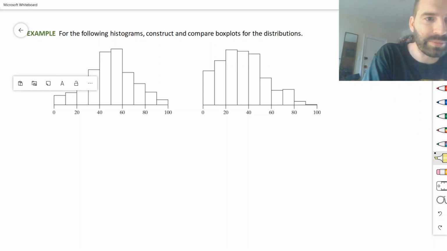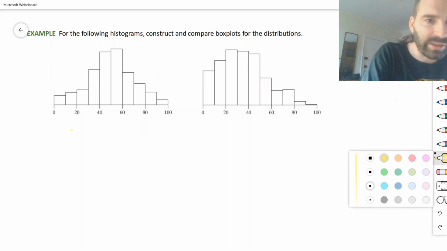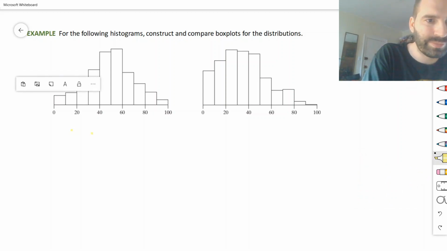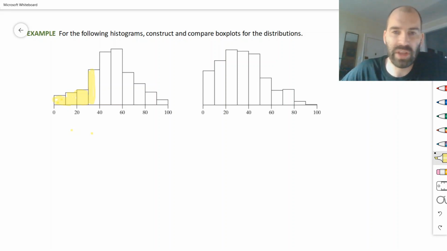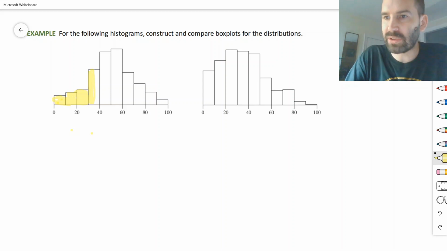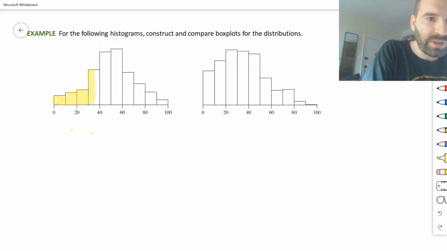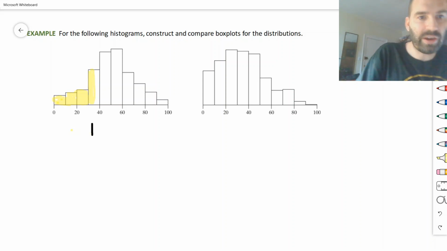I'd certainly have to shade in this part, this much, probably that much. Did I get a quarter of everything yet? Looks like less than a quarter to me. I'd probably need about half of this bar before I got to a quarter of everything. So that's about a quarter of the data right there, and that's where my first quartile would lie. So if I was going to draw a box plot, I would put my first quartile about there.